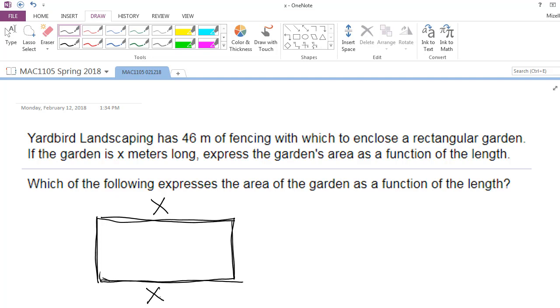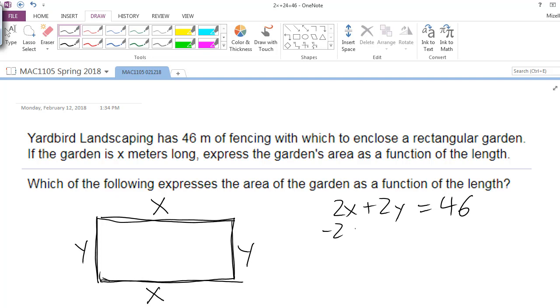It might be helpful to call them y first, and then see if we can express them in terms of x. Call them y, because you know that the perimeter is going to be 2 times the length plus 2 times the width, and that's going to add up to 46 meters. So with this equation, if you solve this equation for y, you can express y as a function of x.